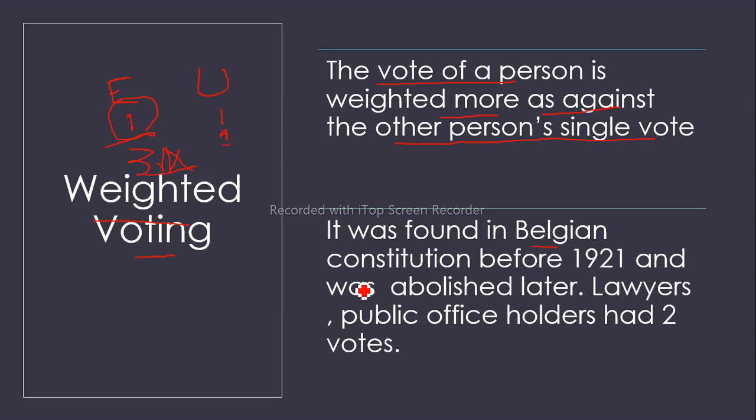So in the Belgian constitution before 1921, weighted voting was carried out, but it was abolished after 1921, because in this weighted voting, the lawyers, the public office holders, the educated people were given 2 votes. Their votes were 2 times those of the uneducated persons, and the farmers, the peasants, the uneducated people, the working classes were discriminated against so much, and that's why the Belgian constitution later abolished weighted voting.